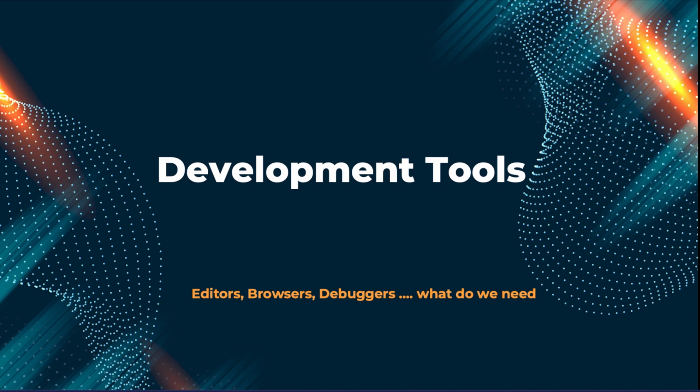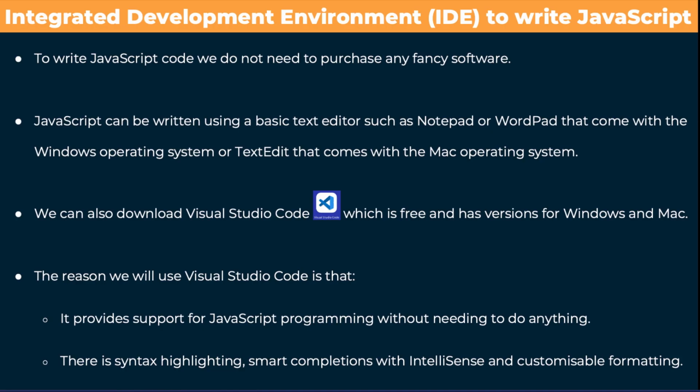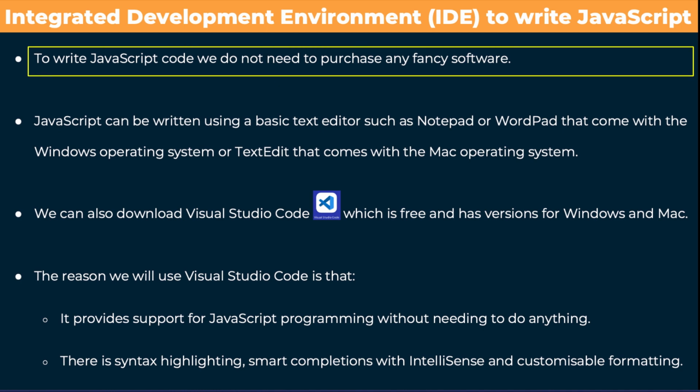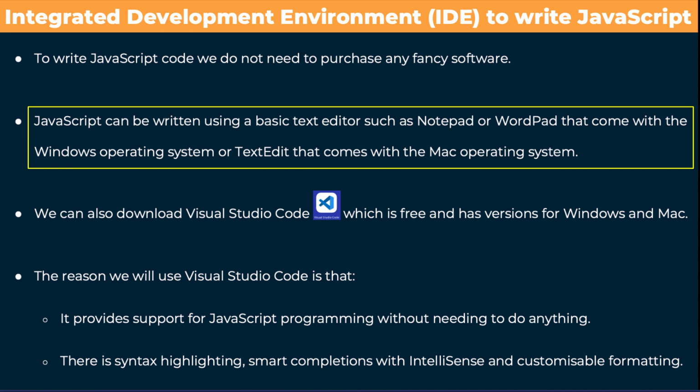So what development tools do we need to develop JavaScript? Well, to write JavaScript, we really don't need any fancy software. We can just use a basic editor like Notepad or WordPad if we're on a Windows operating system, or we can use a text edit program which comes with a Mac operating system, or essentially anything that we can write our code into, like Word or Notes. But it's much better if we can use something which will help us.